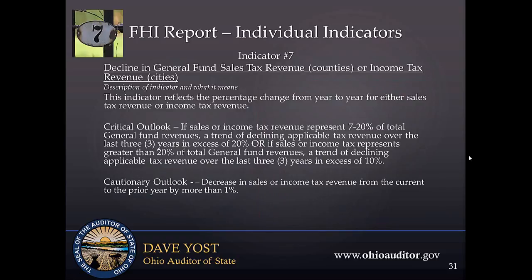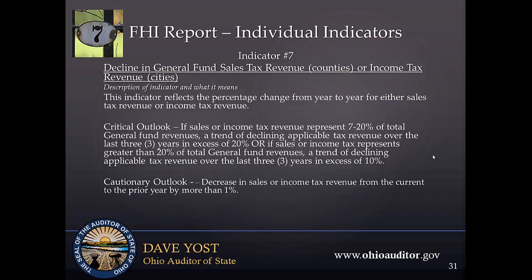Indicator 7 is a decline in sales tax revenue for counties, or for cities, it would be income tax revenue. This indicator reflects the percentage change from year to year for either sales tax or income tax revenue. This indicator reflects declines in this revenue type and is an indication that an entity may be facing financial hardship due to declines in significant revenue sources. It also reflects the need for additional sources of revenue to maintain stability.